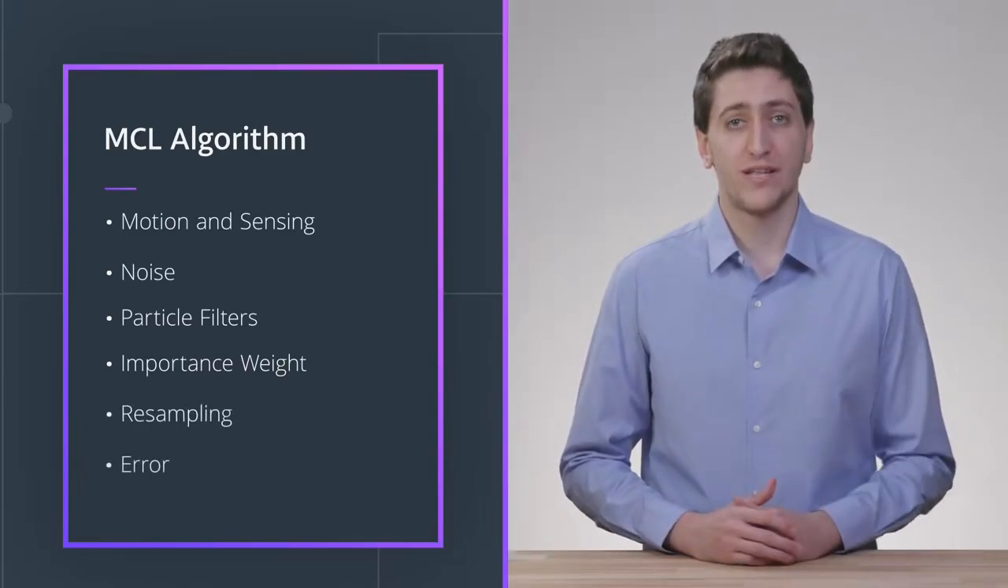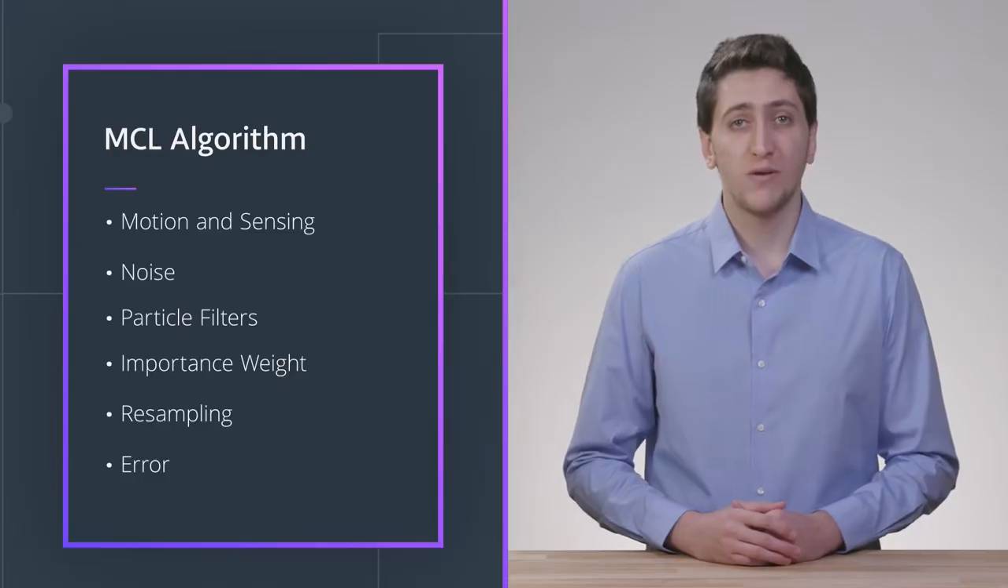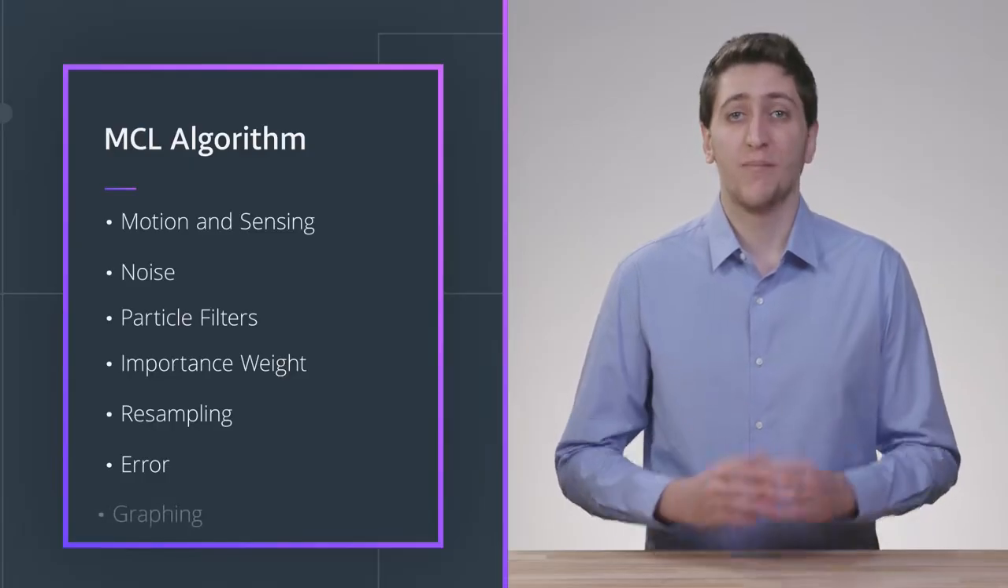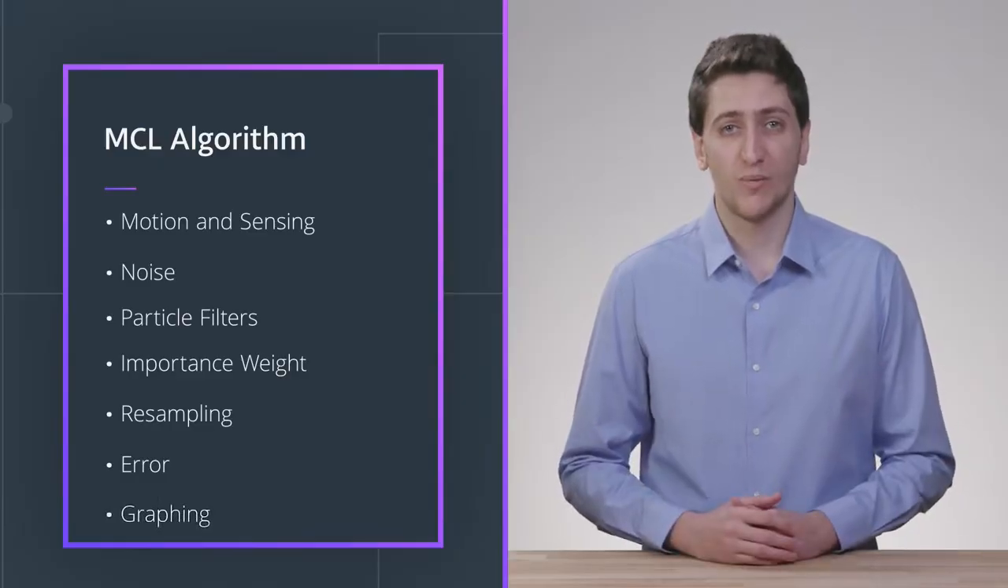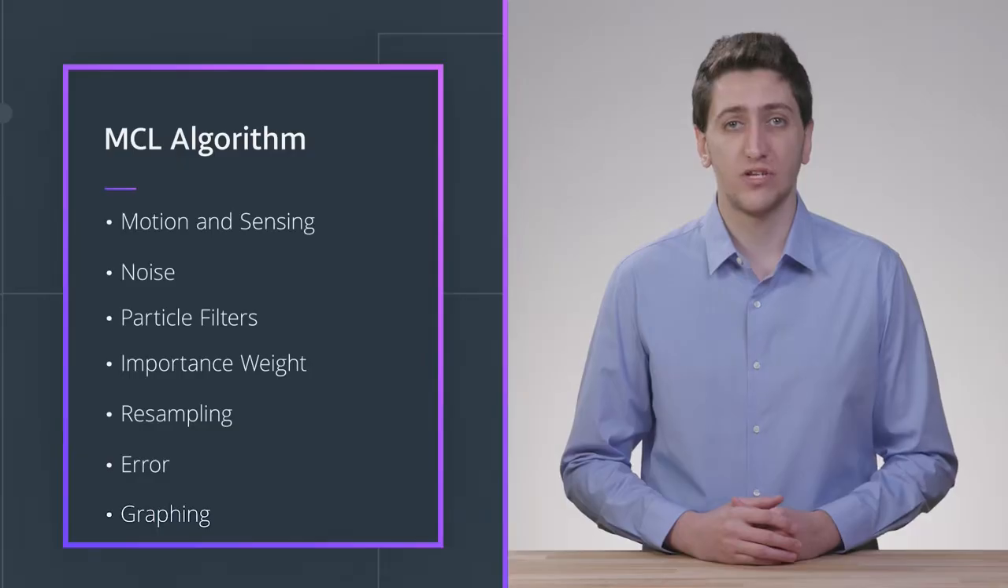You will then generate an error value to check the overall quality of the solution. This will enable you to identify how close the particles are to the robot. By the end, you'll plot the position of the robot and the particles at each iteration of the MCL algorithm. Alright, now, let's get started.